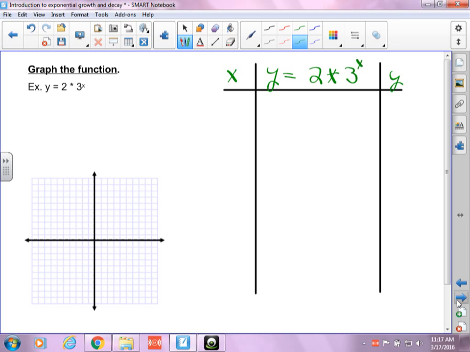Whatever I want. And what did we say when we did linear was good? Negative 1, 0, and 1, right? Because we like that negative number in there. So you're going to do that again. I'm going to put in negative 1.